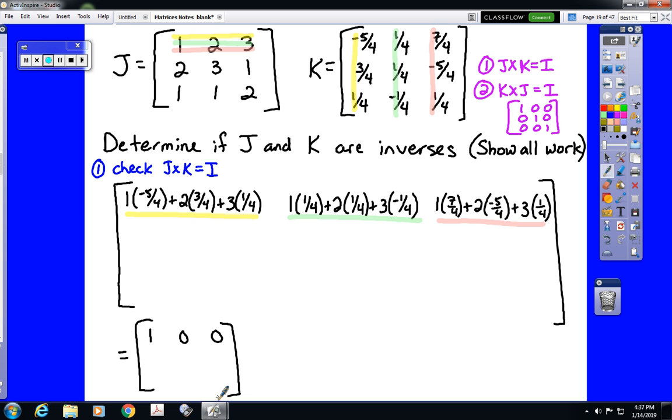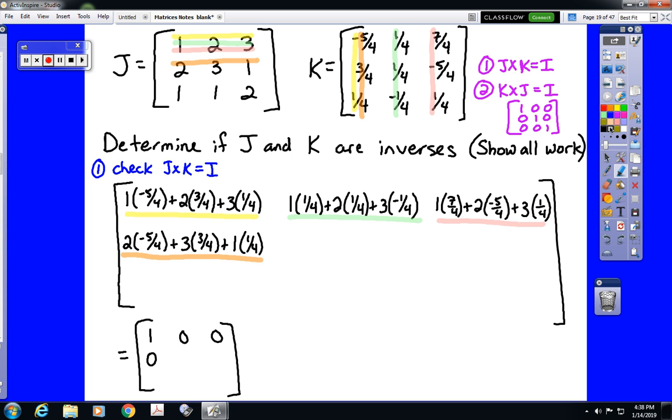So we continue. Now I am going to have a little bit of trouble continuing to color code this because I only have so many colors available. We're going to do row 2 times column 1. That is 2 times negative 5/4 plus 3 times 3/4 plus 1 times 1/4. And this is supposed to equal 0. So 2 times negative 5/4 would be negative 10/4 plus 9/4 would be negative 1/4 plus 1/4 would in fact be 0. So we are able to continue.